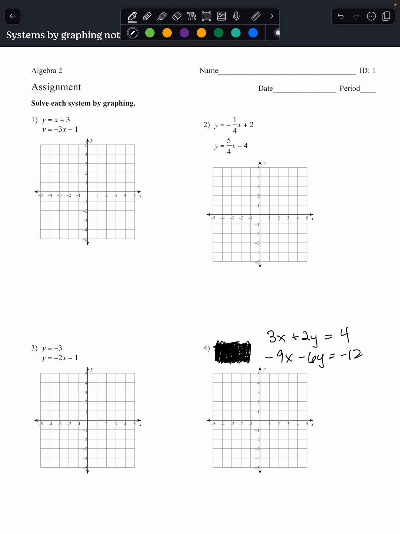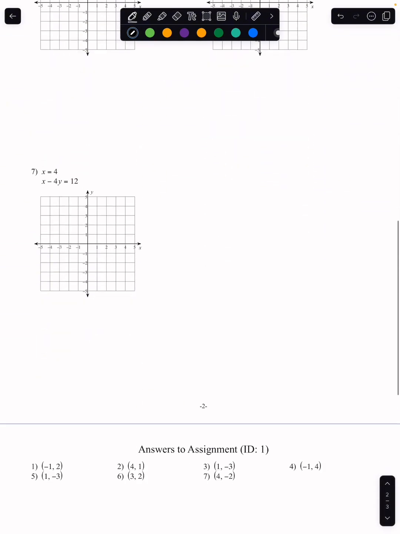Hey, what's up, my people? In this video, we're going to be solving systems by graphing. And graphing is just one of the many ways we can solve systems. But in this particular video, we're going to be solving systems by graphing. We'll be graphing systems in slope-intercept form, which is y equals mx plus b. So let's go ahead and jot that down first.